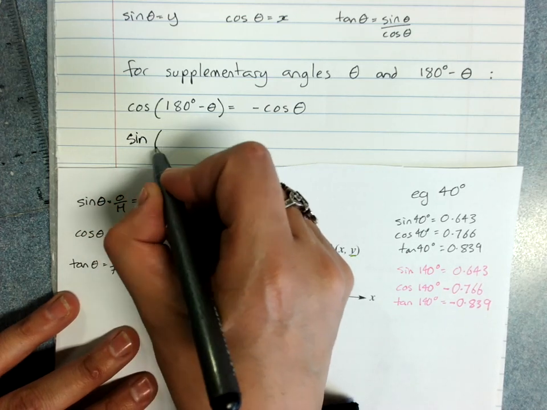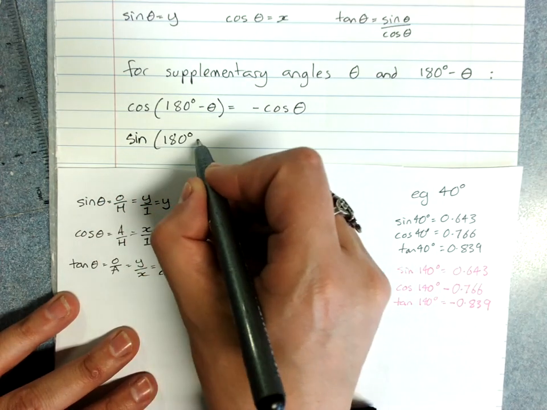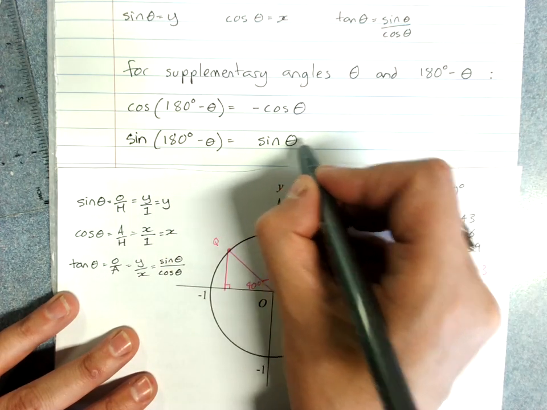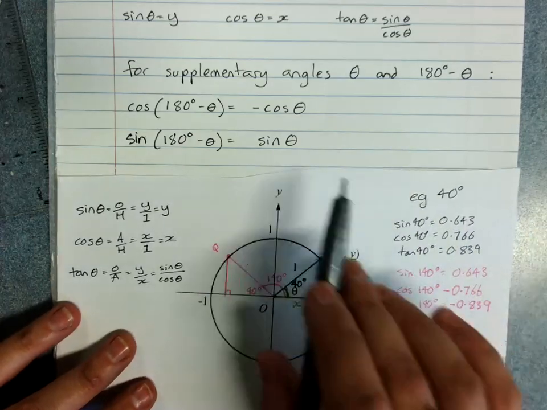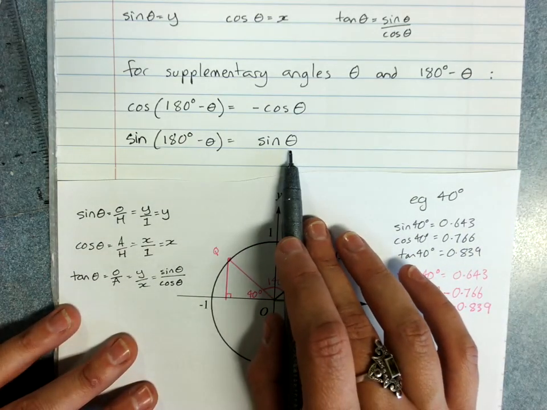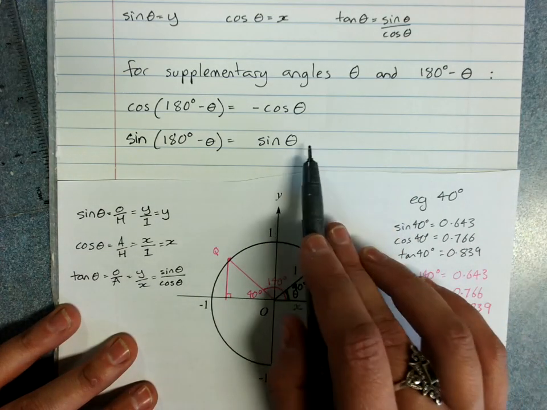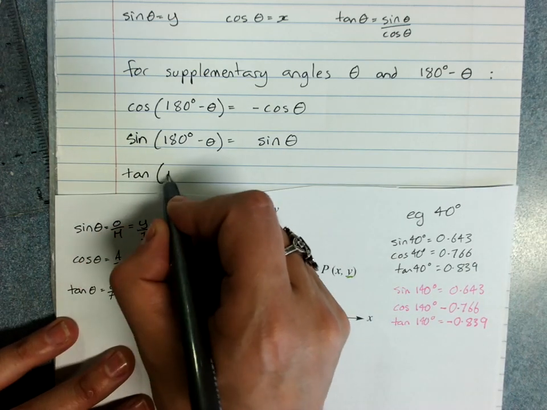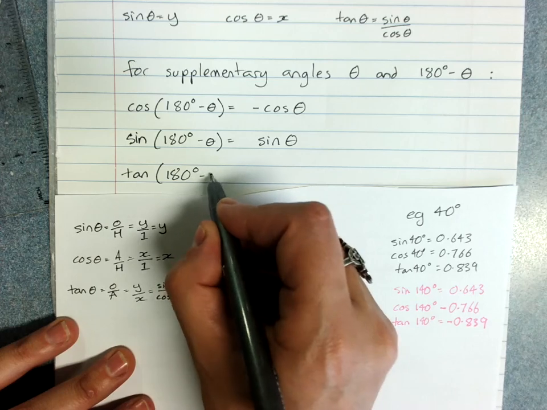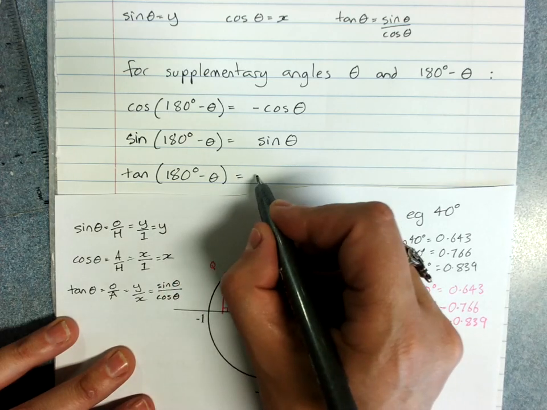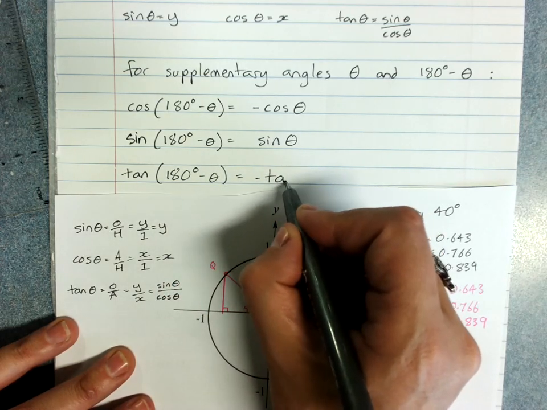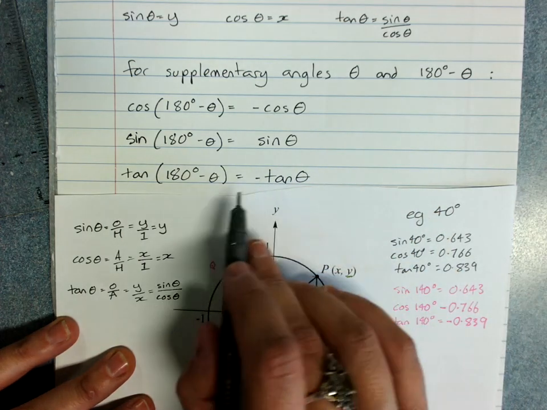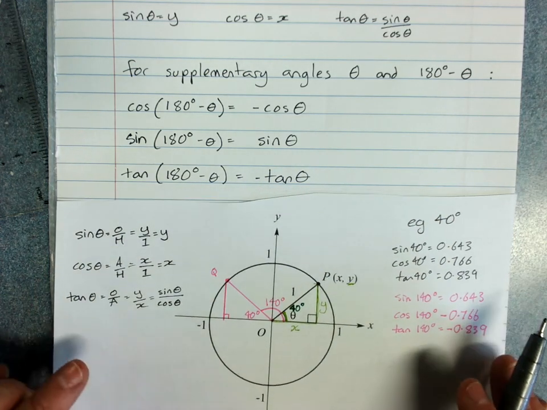Sine of the obtuse supplement is the same as sine of the acute angle. So sine 30 degrees and sine 150 degrees are the same. And tan of a supplement of the angle is the same as taking the acute angle, finding tan, making it negative.